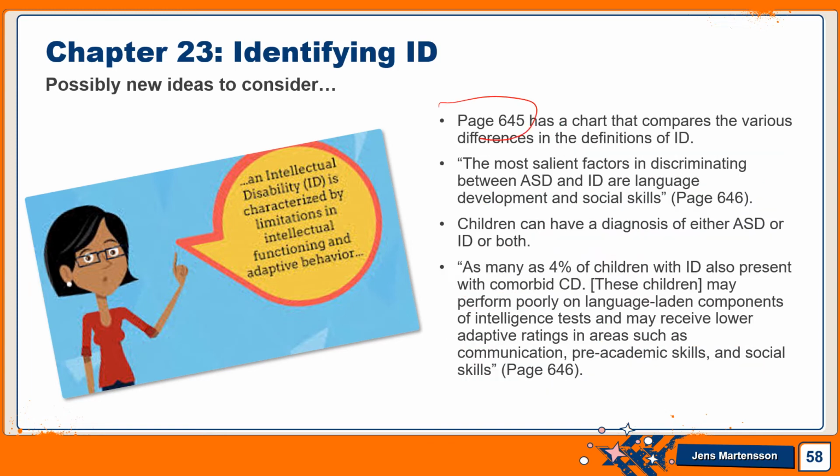So, things to consider. Page 645 has a chart that compares all the different definitions from all the different agencies, which is just kind of interesting to look at. The most salient factors for discriminating between autism spectrum disorder and ID are language development and social skills.